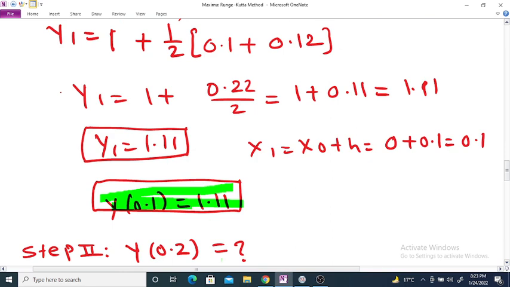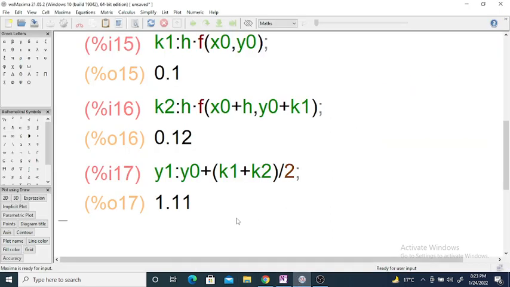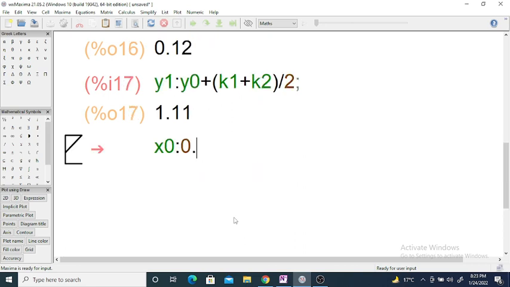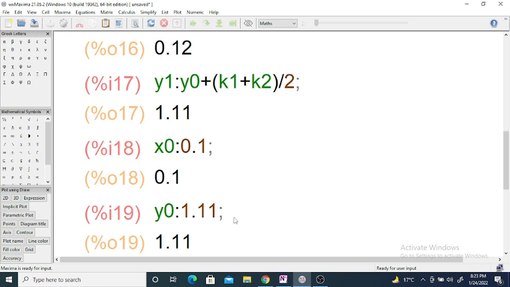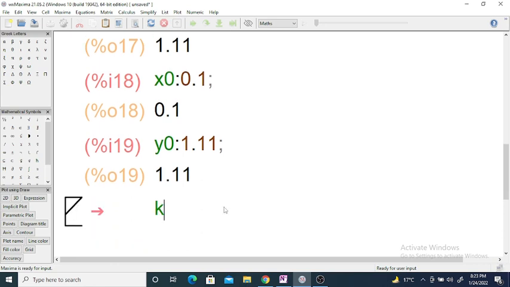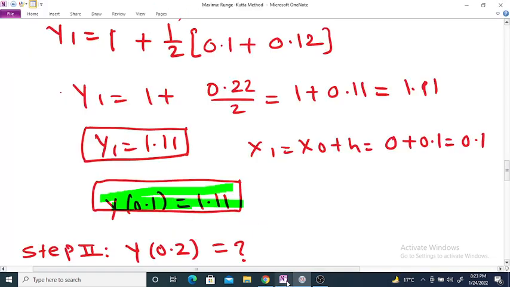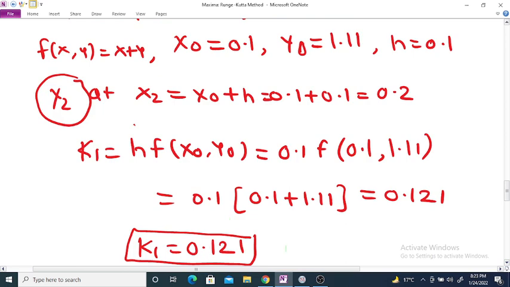Now for the next iteration we assume x0 is equal to 0.1. Then we get y1 at 0.2. So x0 is 0.1, y0 is 1.11, and h is the same, 0.1. So k1 is equal to h times f of x0 y0. You can see here that for the second iteration it is 0.121.